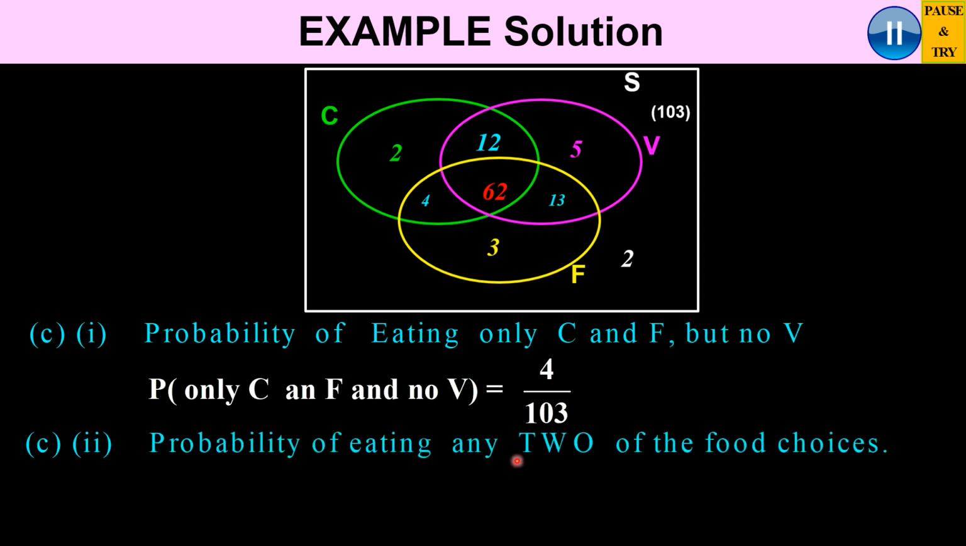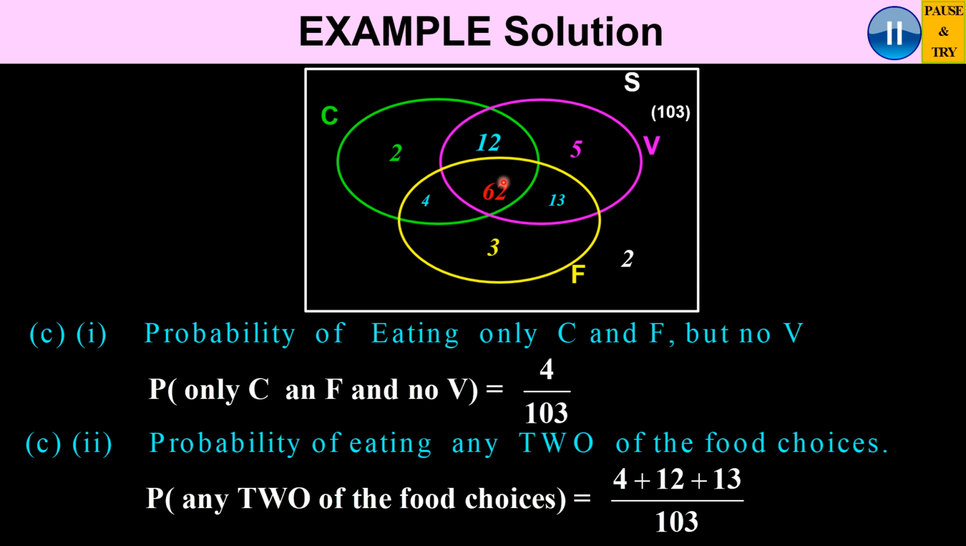Next question. Probability of eating any 2 of the food choices. Any 2, so it must be 2 of the food choices. Here I have two choices, and there's another two choices, and there's another two choices. So it's the 4 and the 12 and the 13. I cannot use this here because that's 3 food choices. So any two of the food choices is 4 plus 12 plus 13, and we divide by 103. So that gives us a total of 29 over 103.